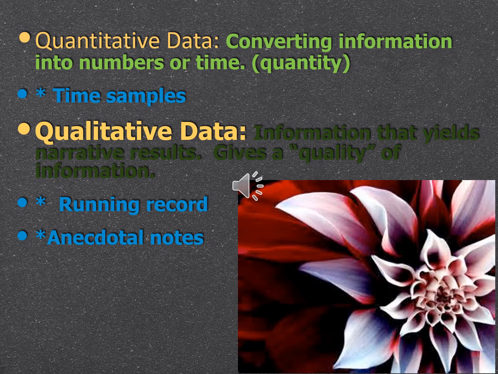It's not the best if we're wanting quality data. Information that yields narrative results gives a quality of information. In that case, we're going to want running records or anecdotal notes. But it is a helpful type of observation to use, like I said, if you're trying to track a quantity of something, how often something is happening and when it's happening. This is a really useful type of observation.